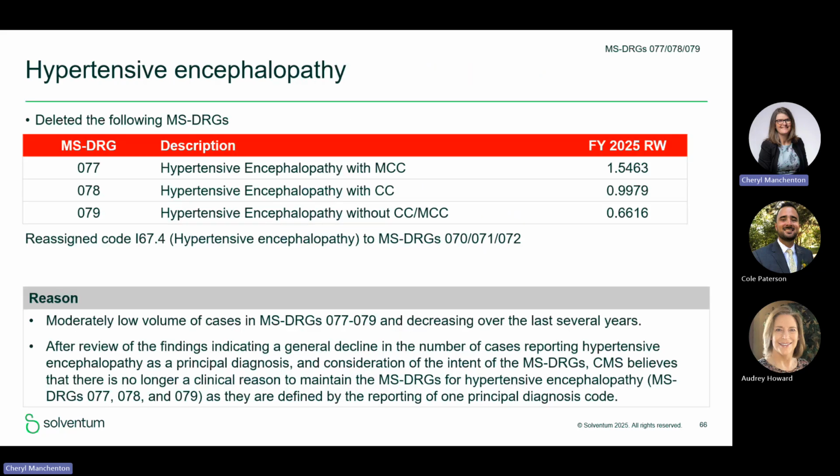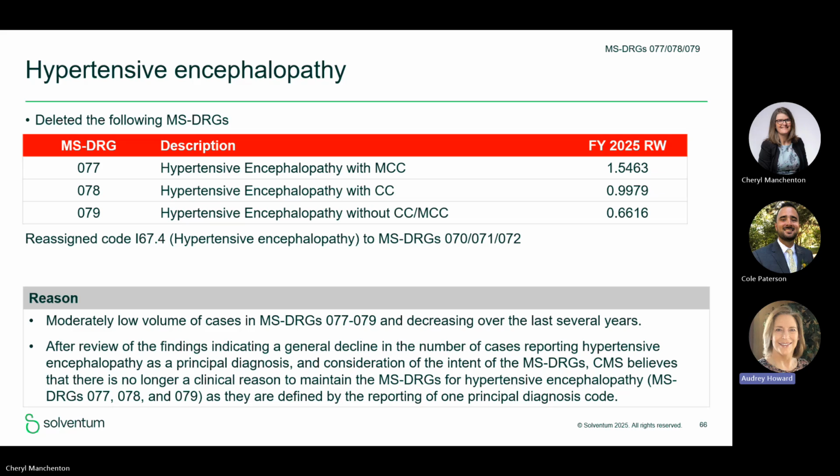And here's our next change. Still in MDC1 for the nervous system. Here, hypertensive encephalopathy was classified to MSDRG 77 through 79. So it was one code that went to those MSDRGs, and it was based on whether it was with an MCC, CC, or without a CC or MCC. Well, they've deleted those MSDRGs because the volume was lower, and also it kind of went against the grain of having one diagnosis code go to a DRG, because DRG stands for diagnosis related group.